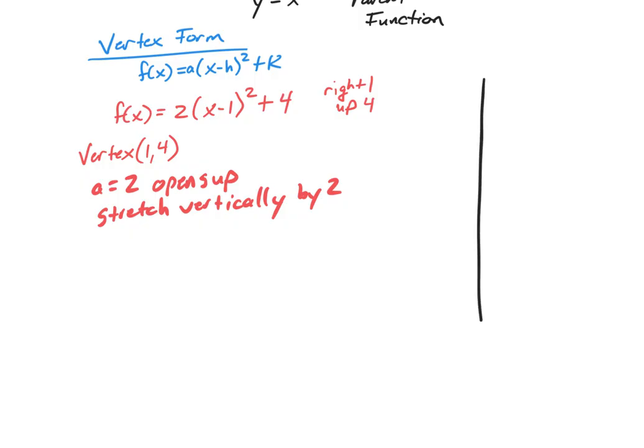If we were to start sketching some of this, first of all, (1, 4) would be my vertex. That's where the graph comes down and hits and goes back up, or if it opened down, it would come up, hit it, and come back down. But we know this one opens up, so the parabola is going to make a shape like this.